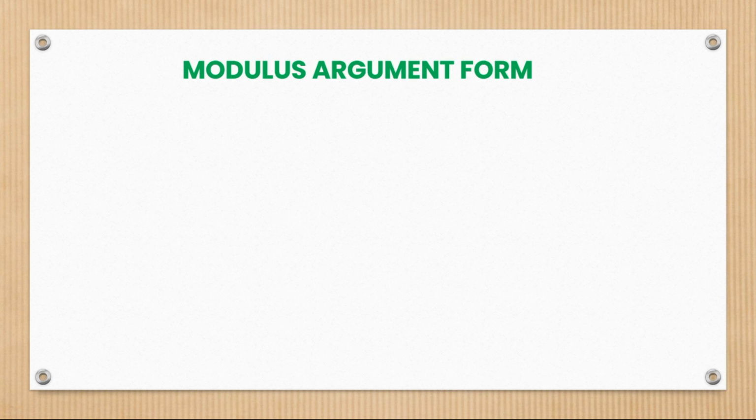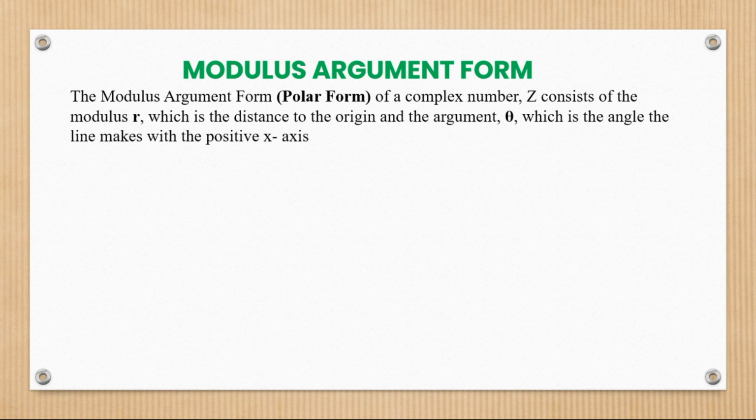Alright, so let's look at modulus argument form, and what this actually represents. It's another important part that we need to understand. The modulus argument form, also referred to as polar form, of a complex number z consists of the modulus r, which is the distance from the origin, and the argument theta, which is the angle the line makes with the positive x-axis.